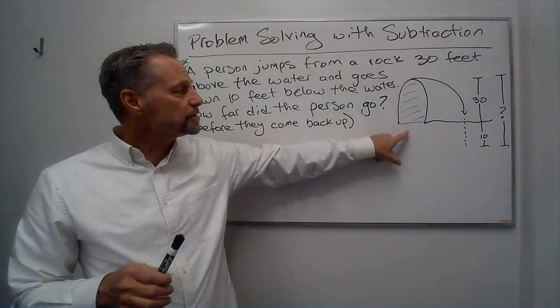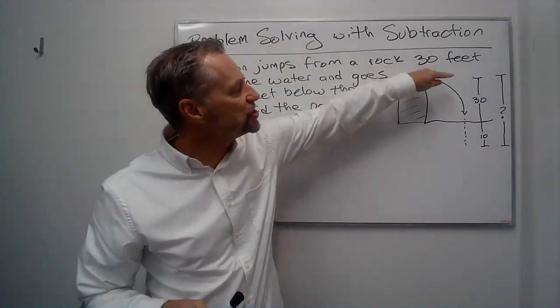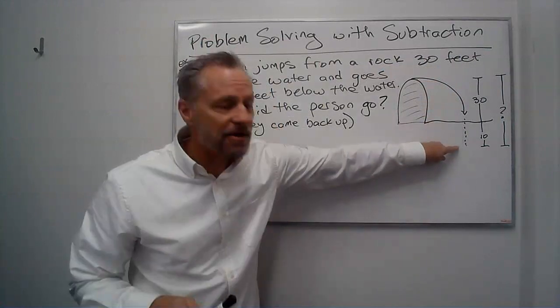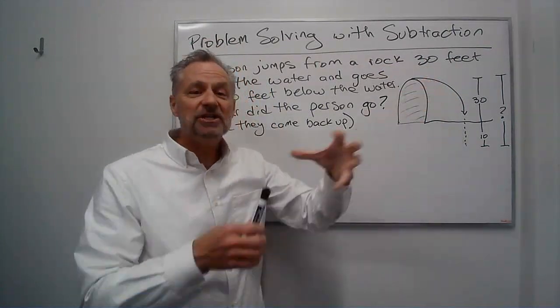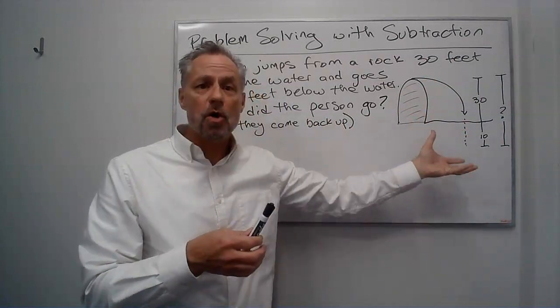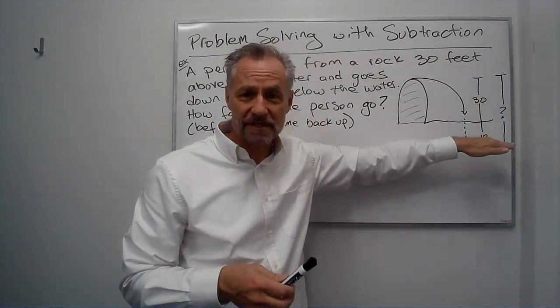Now I drew a picture. So the rock is 30 feet above. They jump down into the water. Once they hit the water, they go down another 10 feet. Just by drawing the picture, we may know what the answer is, the total distance they dropped.